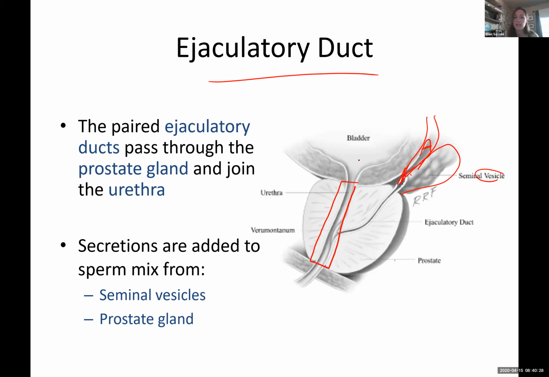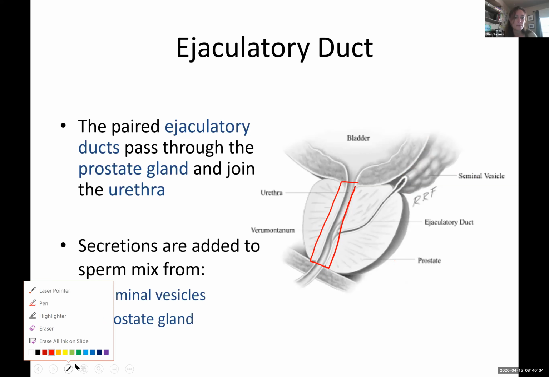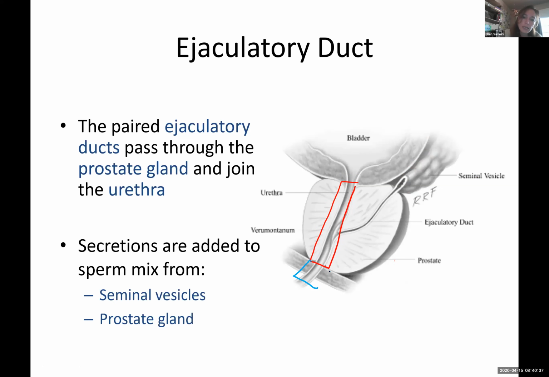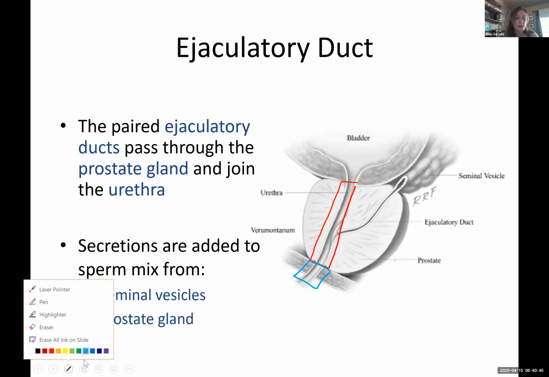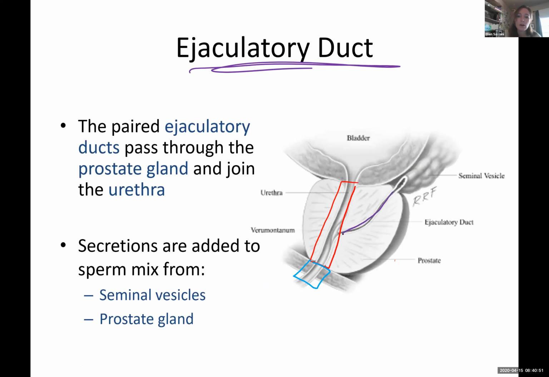So if that's the prostatic urethra in red, then maybe I'll change colors here, go to blue. This here would be the membranous urethra, and then you would go out, obviously, the penile urethra. So then I'll change colors again. I'll do purple. The ejaculatory duct in this case is the purple here, and so it enters the prostatic urethra, and then ultimately the sperm and the seminal fluid from the seminal vesicle and fluid from the prostate gland will then go into the urethra and go out the body.